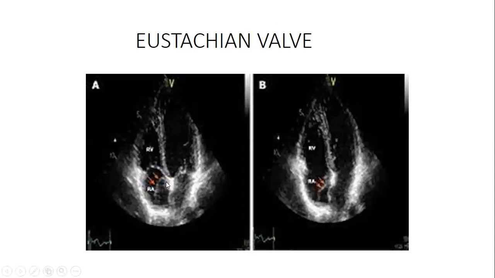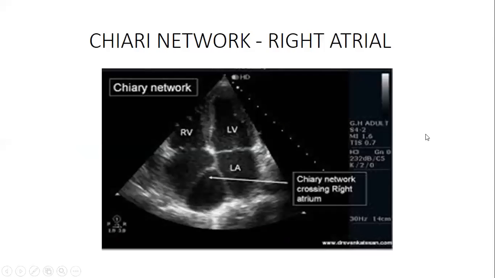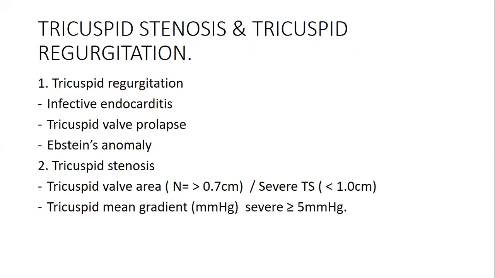So this is a Eustachian valve. It actually appears as a linear, echogenic structure within the chamber. Those are the things that you can look at. This is a Chiari network. Still, this is considered normal. It's a normal variant that you may find within the right atrium.